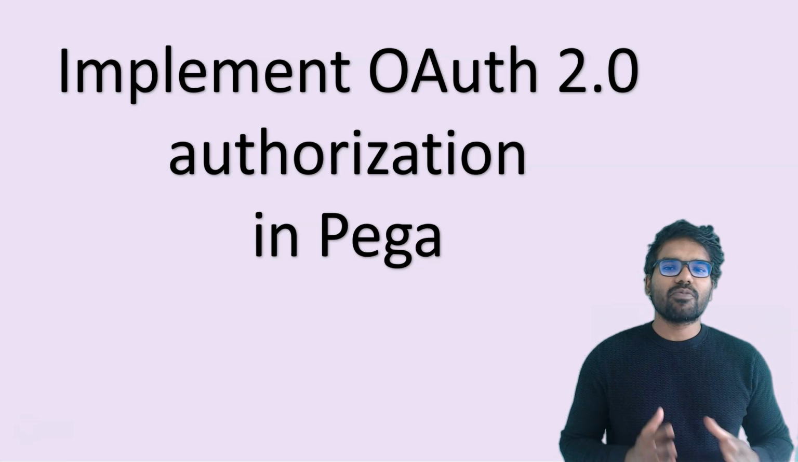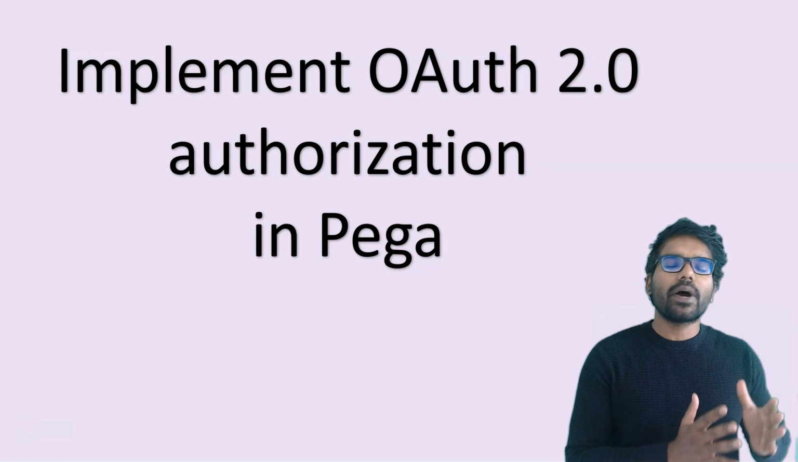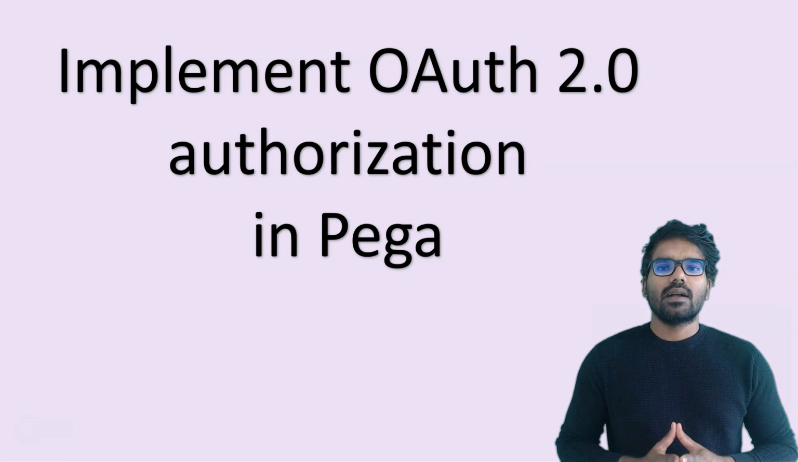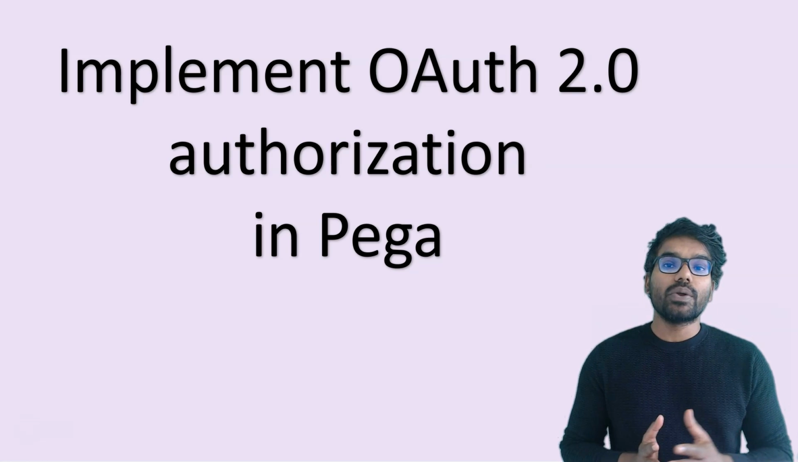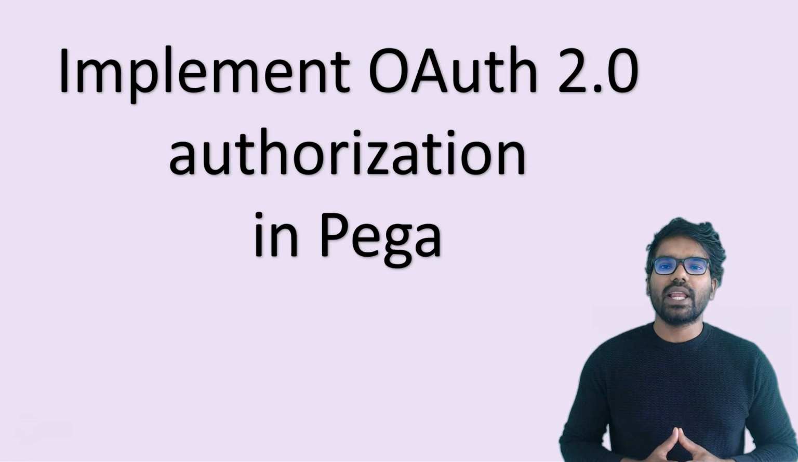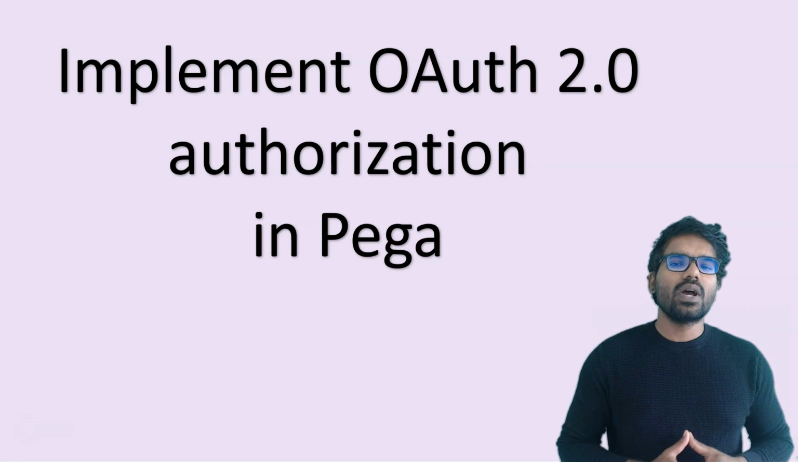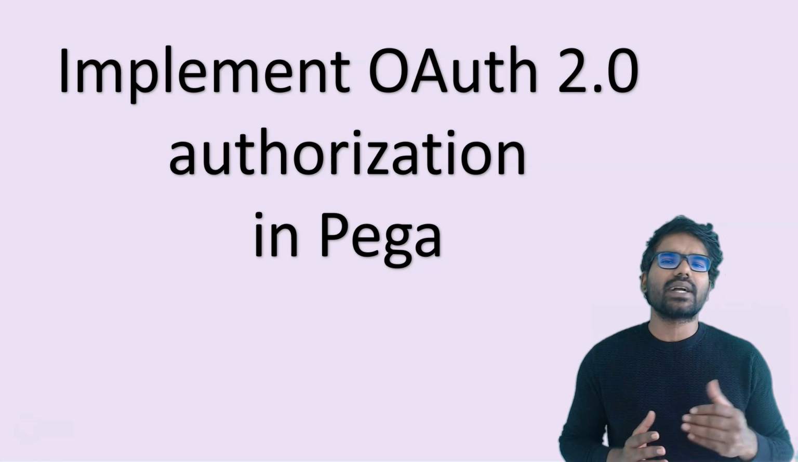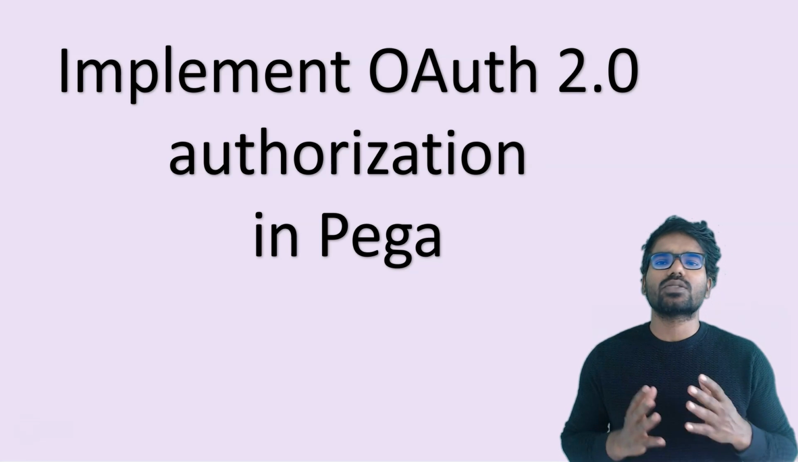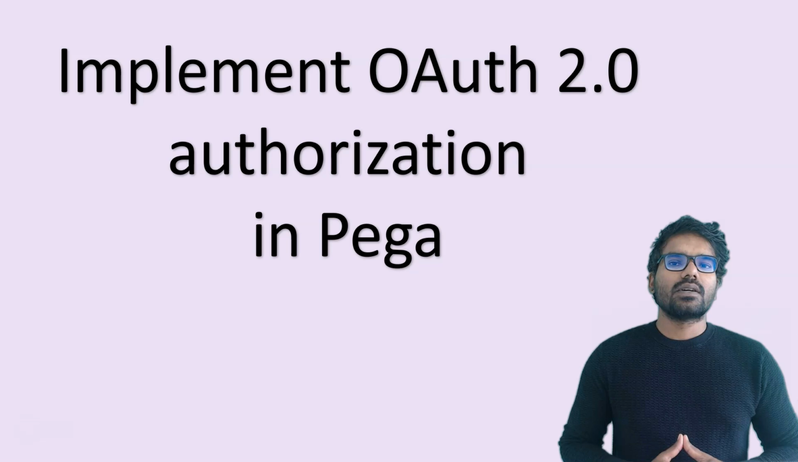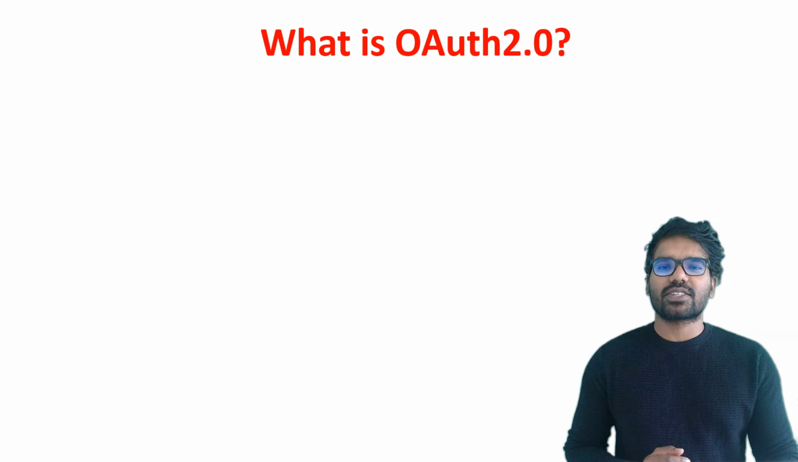In this video, we are going to implement OAuth 2.0 authorization in Pega. From a technical point of view, I am going to create a new authentication profile of type OAuth 2.0, and then I will also create a quick connector that can use the OAuth 2.0 authentication profile. So let's start with some basic introduction.